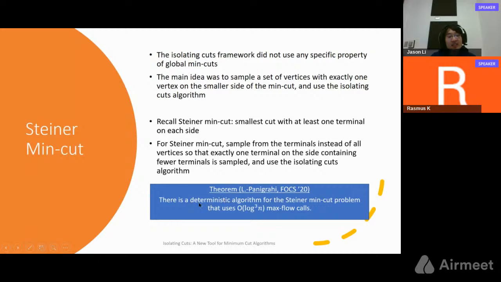Okay, this is a mistake. This should be randomized. There's a randomized algorithm for the Steiner min cut that uses polylog many Maxwell calls. And the surprising thing about this theorem is that before our result, no non-trivial algorithm was known for Steiner min cut. While global min cut was solved by Karger, who got a near linear time randomized algorithm, nothing randomized or deterministic was known for Steiner min cut, the general case of weighted graphs, that ran in even a sublinear number of Maxwell calls. So we brought it down from linear Maxwell calls all the way down to polylog Maxwell calls. And the algorithm is just surprisingly simple. It's just random sampling plus the isolating cuts.